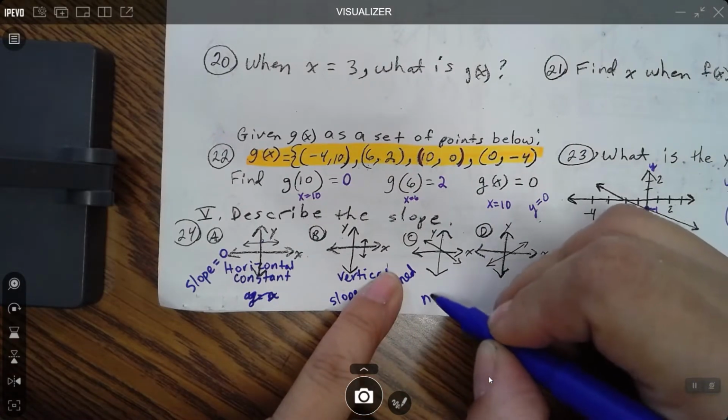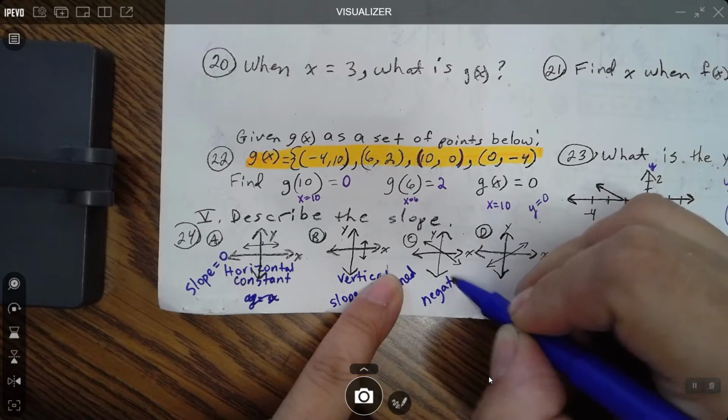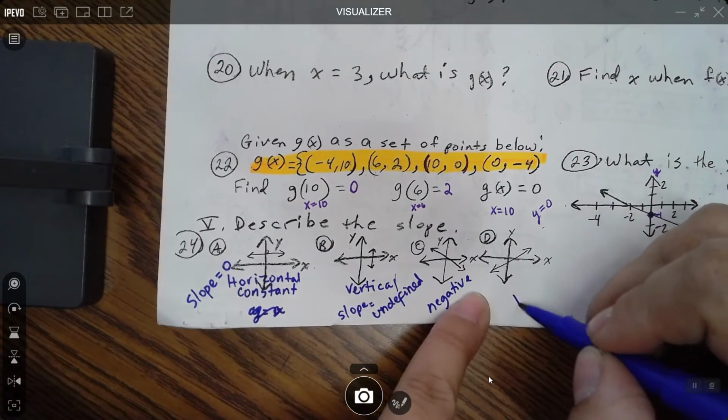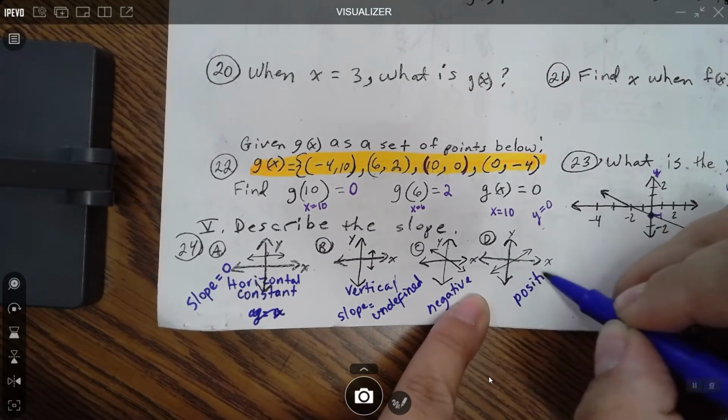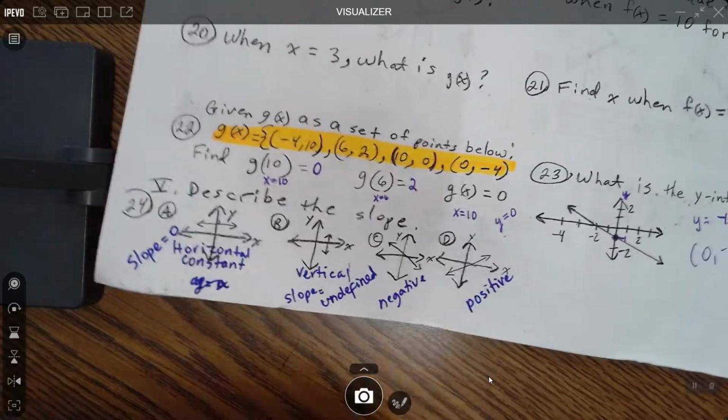This one is a negative slope. And this one is a positive slope. Yeah, I think all they want is for us to describe the slope. There we go.